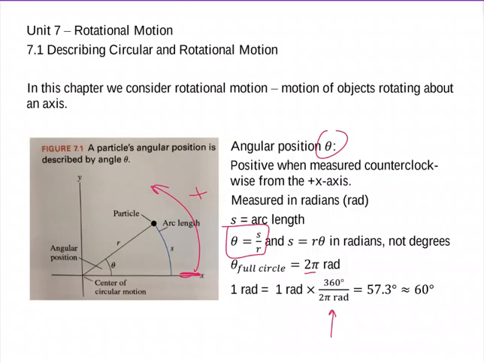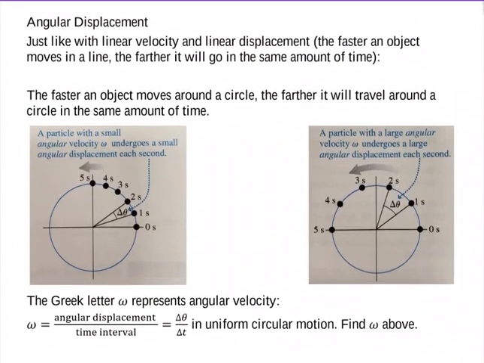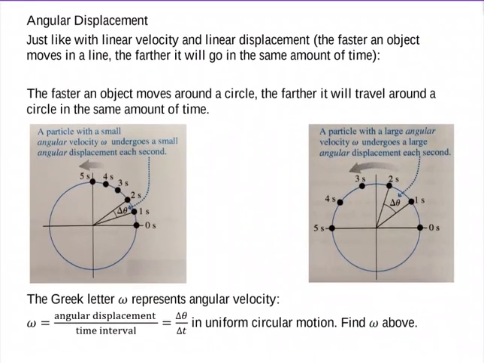Okay. So hopefully this is pretty similar to what you've seen so far in pre-calc, or what you learned in pre-calc if you already took it. But these are our definitions and conversions for when we're dealing with theta, radians, and degrees. So now we have angular displacement. So just like with linear velocity and linear displacement, we also have angular displacement. So how far we have turned, basically, is what we're talking about.